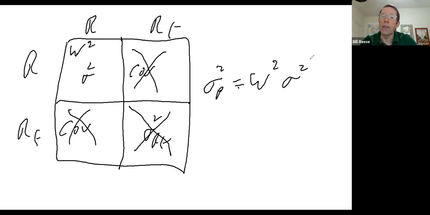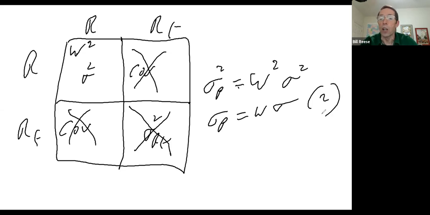Well, if I want to find the standard deviation of the portfolio, all I have to do is take the square root of each side, and that becomes really easy. The standard deviation of the portfolio is equal to the weight on the risky asset times the standard deviation of the risky asset. And we're calling that equation number 2 because we're going to refer to it later on. And again, this equation number 2 only applies when we have one risky asset and one risk-free asset. And we can see now why it applies. That's going to make life a little bit easier for us because it means that standard deviation is going to be linear between that risky asset and the risk-free asset.